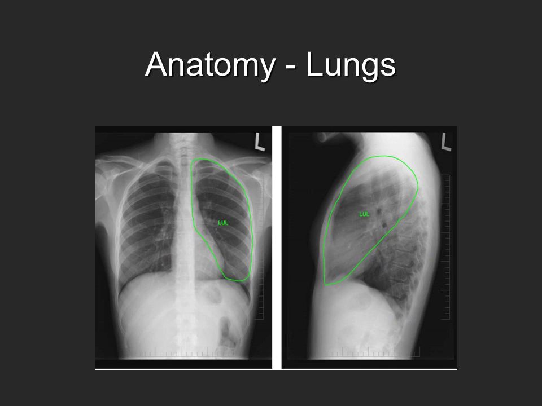The borders of the left upper lobe of the lungs are outlined in PA and lateral views. The oblique fissure separates the upper lobe from the lower lobe. Note that the left upper lobe includes the lingula. The borders of the left lower lobe of the lungs are outlined in PA and lateral views.